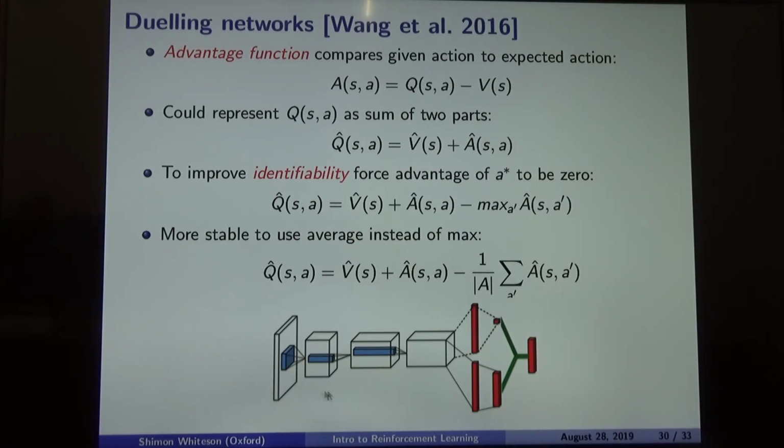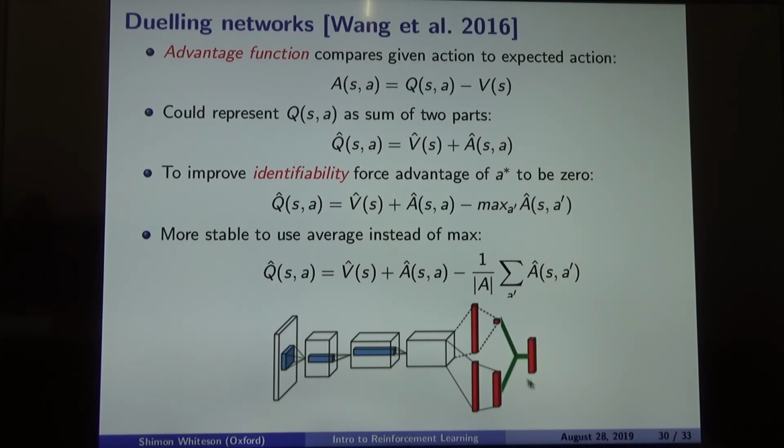This is like a network architecture. You've got some convolutional layers and then some fully connected layers. But in the fully connected part, you split into two different parts. This part of the network has only one output. This is just V of S. And this part of the network has many outputs. This is Q of S,A for all A. Oh, sorry, this is the advantage function. This is A of S,A for all A.